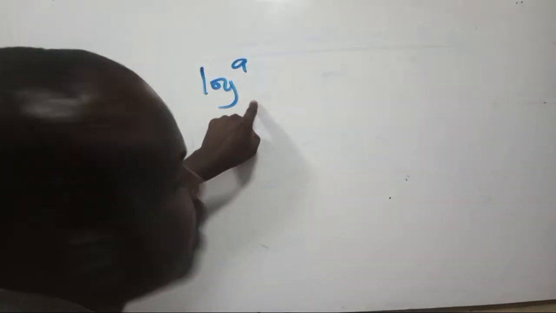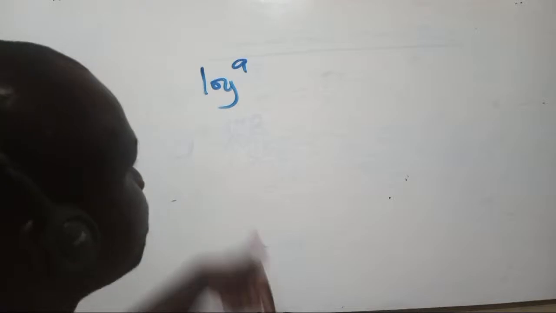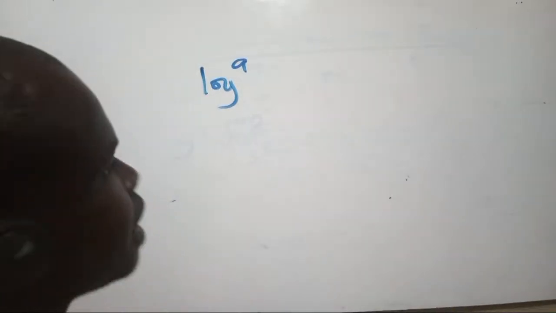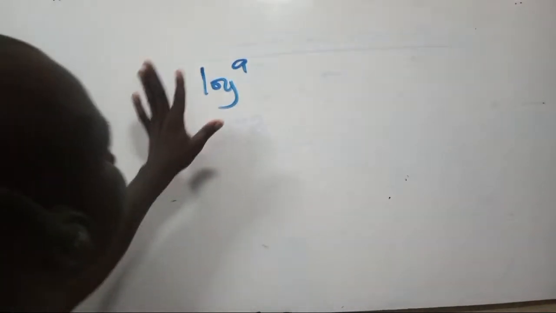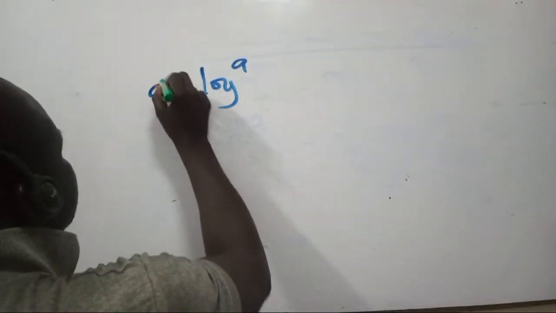Most often, when we have log to base 10, we don't normally write the base. So if you are given a question, let's say log 8, without the base, you assume the base to be base 10. And that has been the standard. Logarithm to base 10 of a number is called the common logarithm. That is the first one that we have.